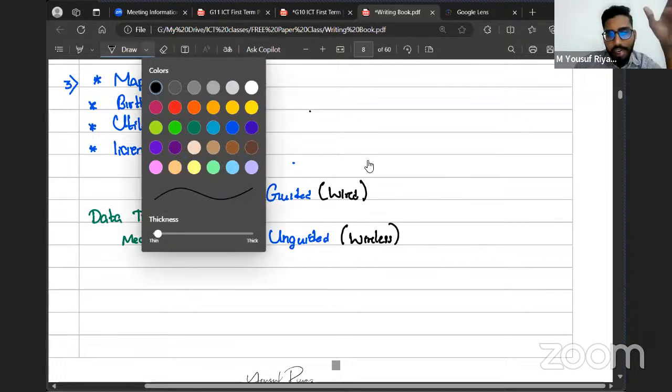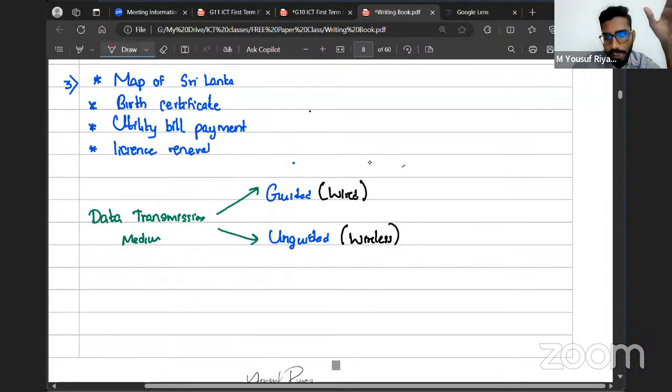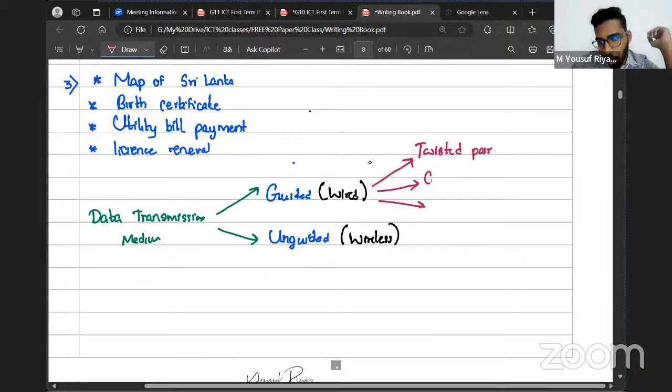So under guided, we learned actually three devices. What are the three devices we learned? Exactly. One is the twisted pair cable. One is the coaxial cable. And one is the fiber optics cable.